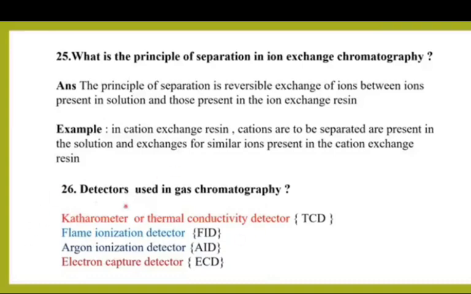So the next final question of this slide: the detectors used in gas chromatography. Friends, this is very important. Detectors are very important in gas chromatography, which include catharometer or thermal conductivity detector, flame ionization detector, argon ionization detector, and the electron capture detector. You may be asked about the functioning of these detectors, so please prepare well for these detectors. And most of the questions in GC and HPLC are very important.